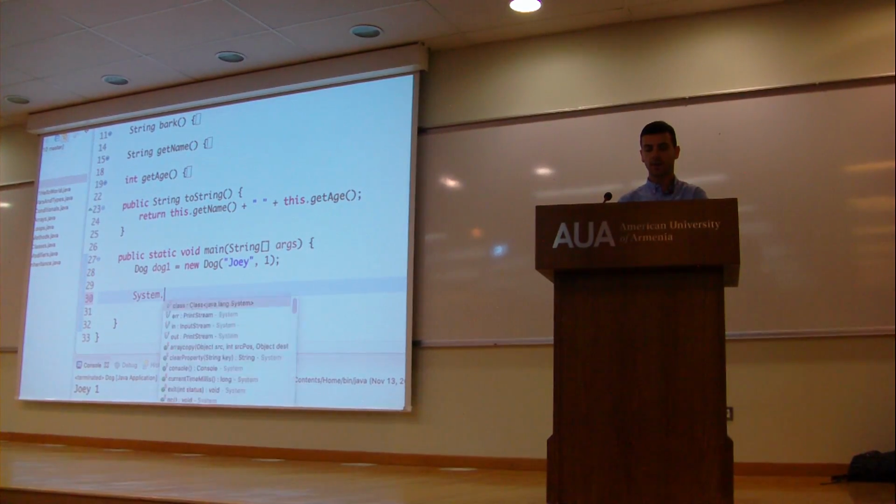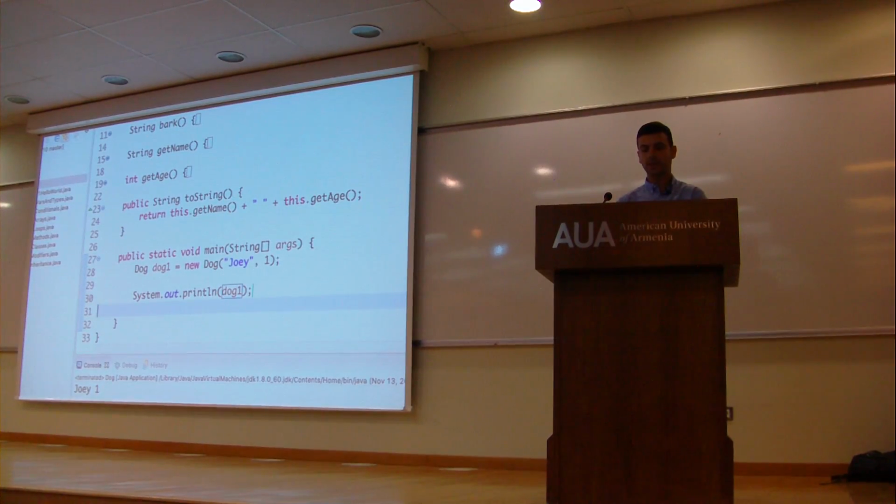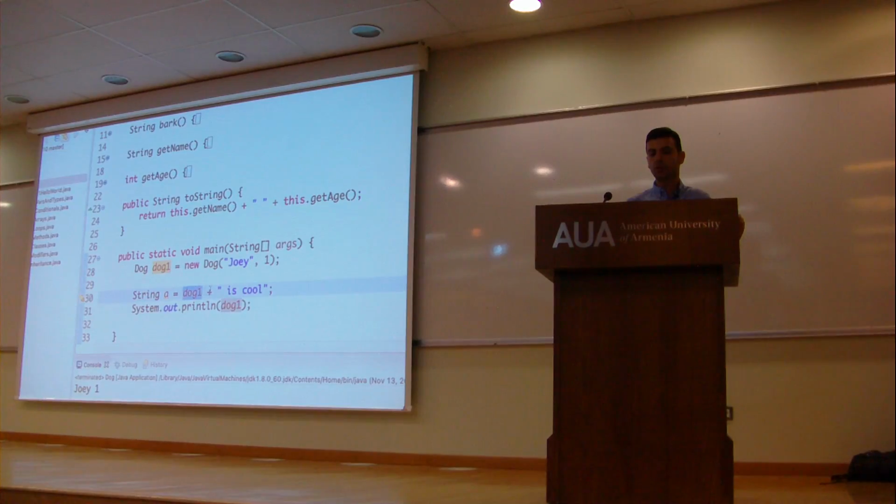If you do System.out.println(dog1), this is an example of something that would underneath automatically stringify dog1, right? In order to then put it on the console. Here's another example. Suppose I do String a = dog1 + " is cool". This would have to turn into a string to then get concatenated with the string, right?